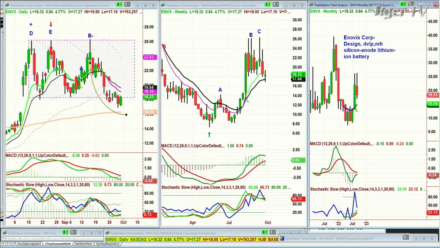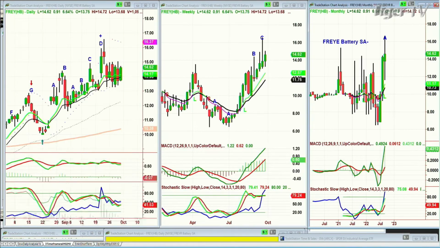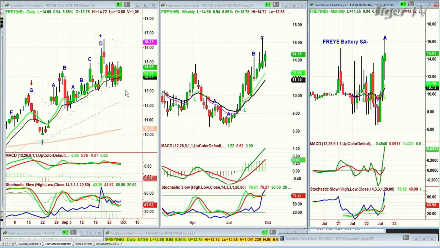I'm going to have a look at another one that came up as a question the other day. FREY. See, it's the same sort of thing. It's pulling back after a fabulous move. This is Freyr Battery SA. It's trading at 14.62, up 91 cents, up 6.5%. That's pretty good. But look, it's just in this cluster formation. So in leg C in the weekly, it should go to a D. No one asked me about it today. It was asked about the other day. I'm just saying that it is as a group. Perhaps maybe you have a little bit of each in the group.